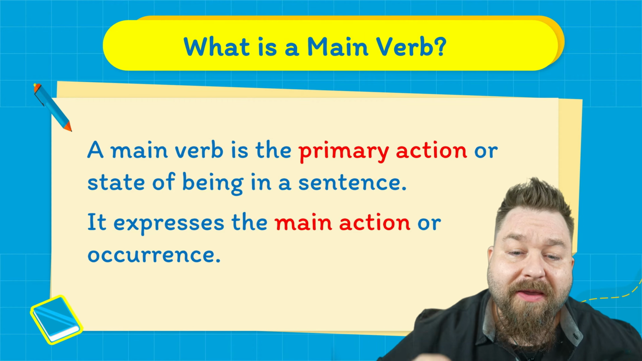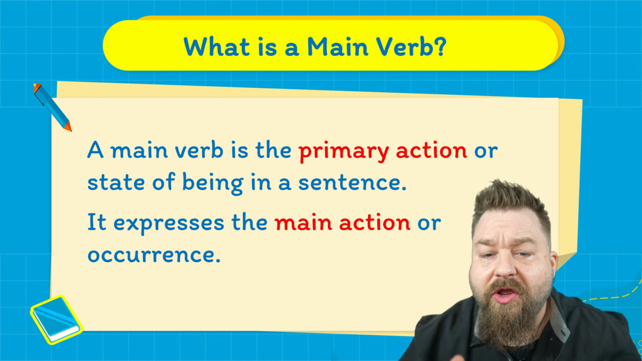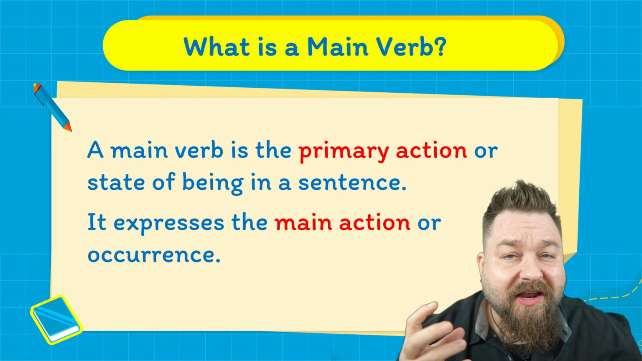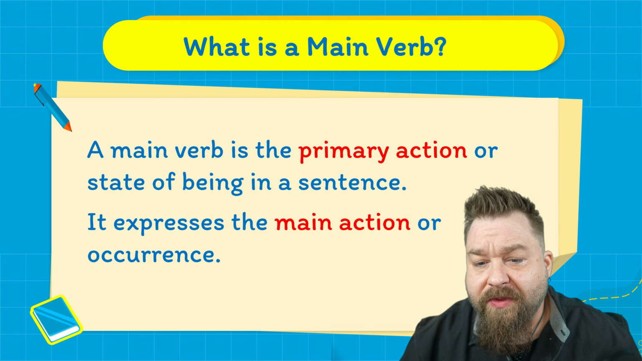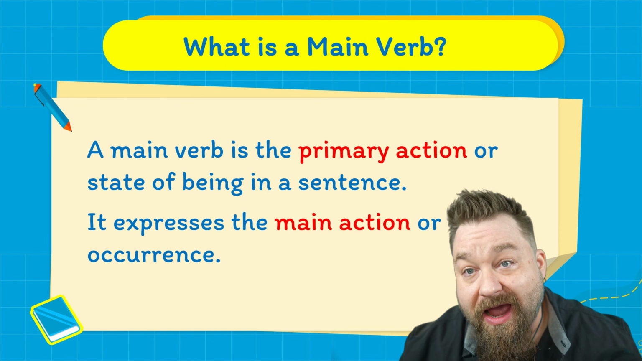Now, this is still unit number 3, all about verbs. And today's lesson, lesson number 3, is about main verbs and helping verbs. Now, what's a main verb? It's easy. A main verb is the primary action, the number one action, or the state of being in the sentence. It expresses this main action or thing that is happening. What? Main action makes sense, but what's the other thing?